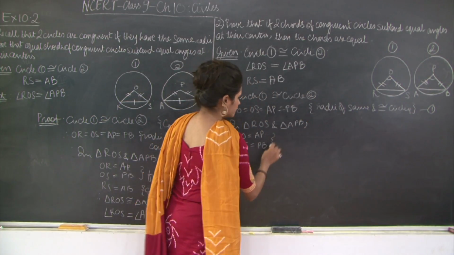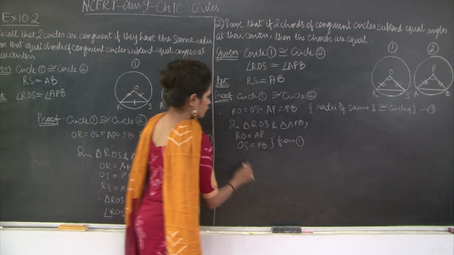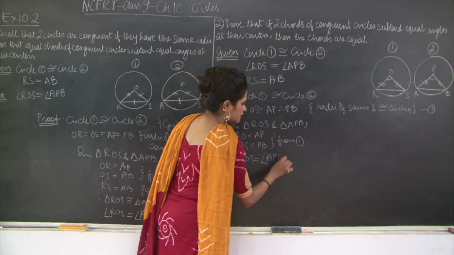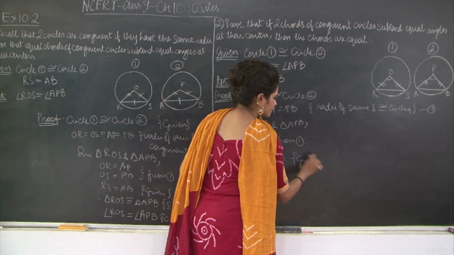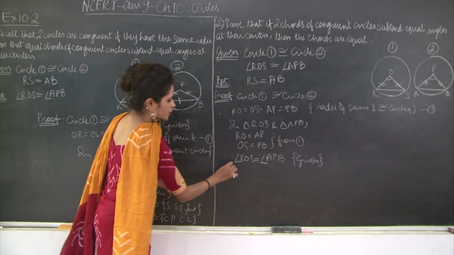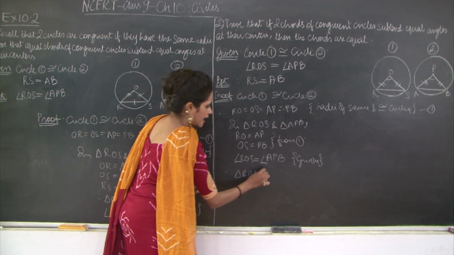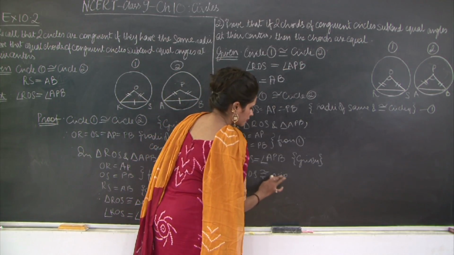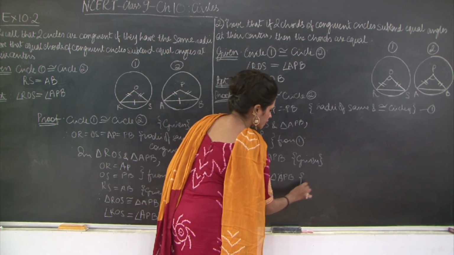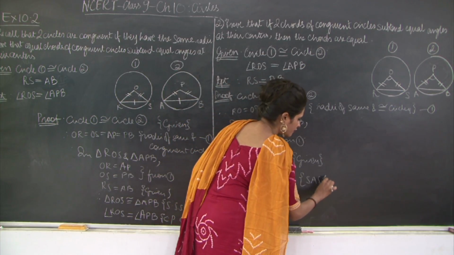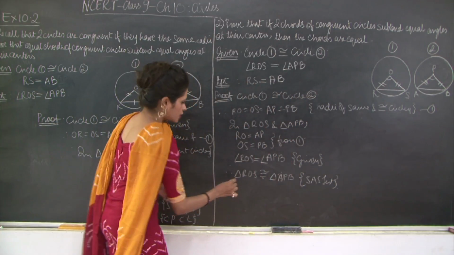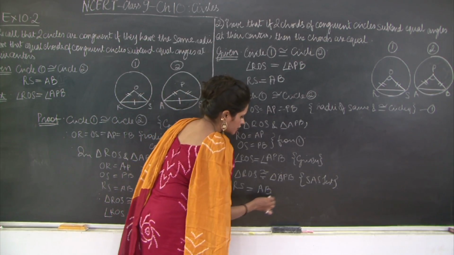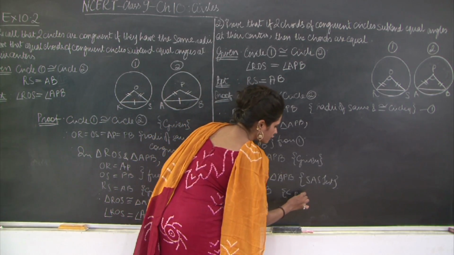So from 1, and also angle ROS is equal to angle APB. This is given. Correct? Therefore, the two triangles ROS and APB are congruent to each other by the side angle side test of congruence. Therefore, I can say that the corresponding sides, that is RS and AB, are equal to each other by the corresponding pair of congruent triangles.